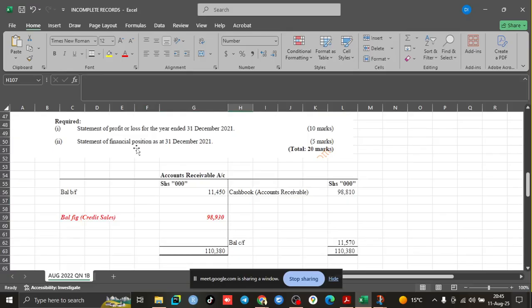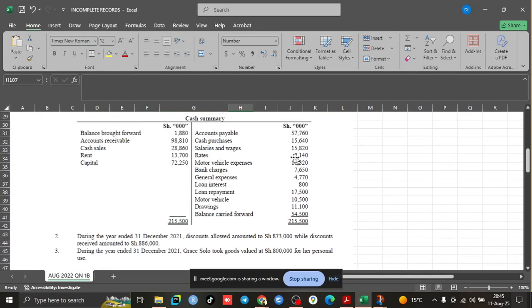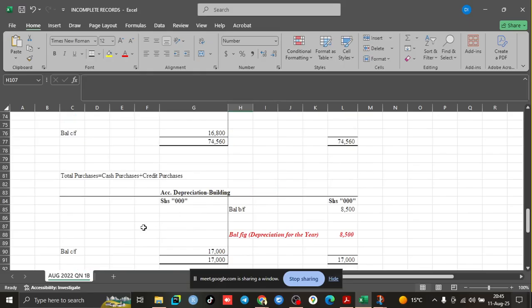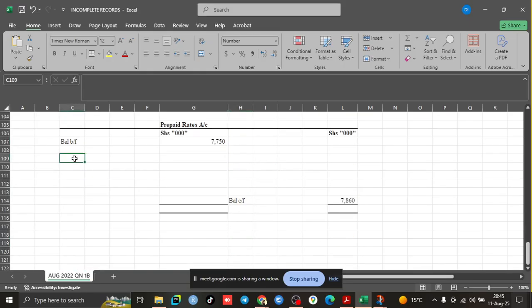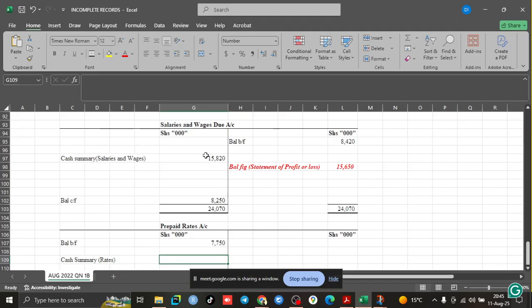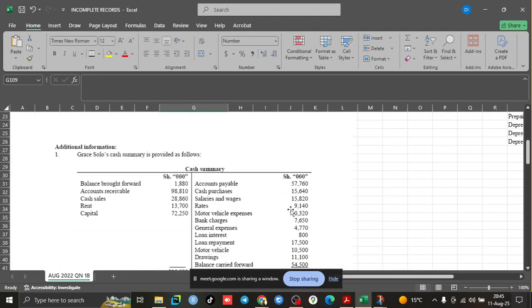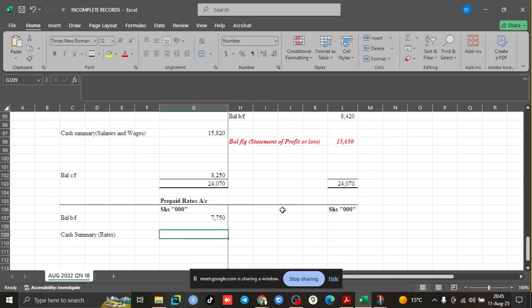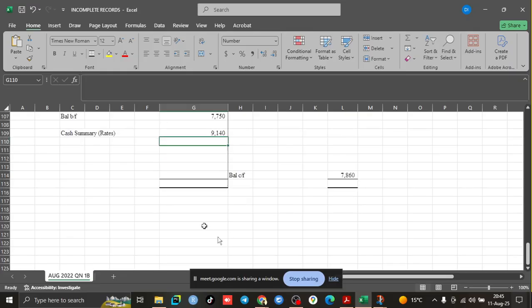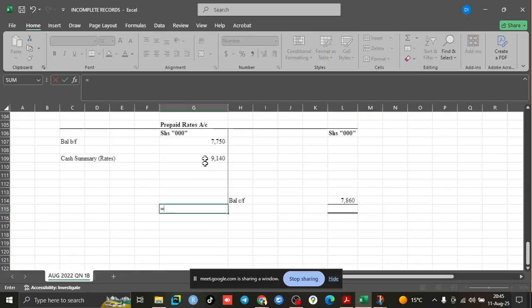So rates are recorded wapi? Rates 9140 kwa the cash summary. So on the credit side huku, so huko tutaiweka on the debit side. The cash summary ya rates, the value given ni 9140. So total side of course ndio greater, that value plus that value, 16890. Huko kwingine pia ni 16890.